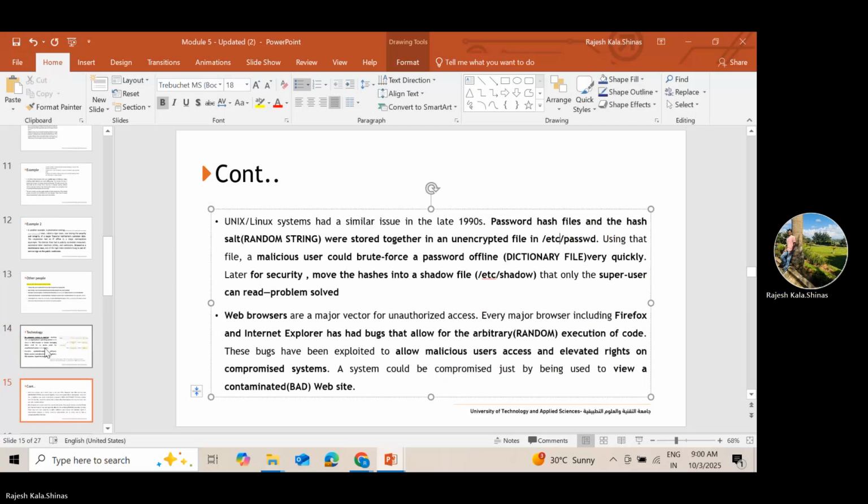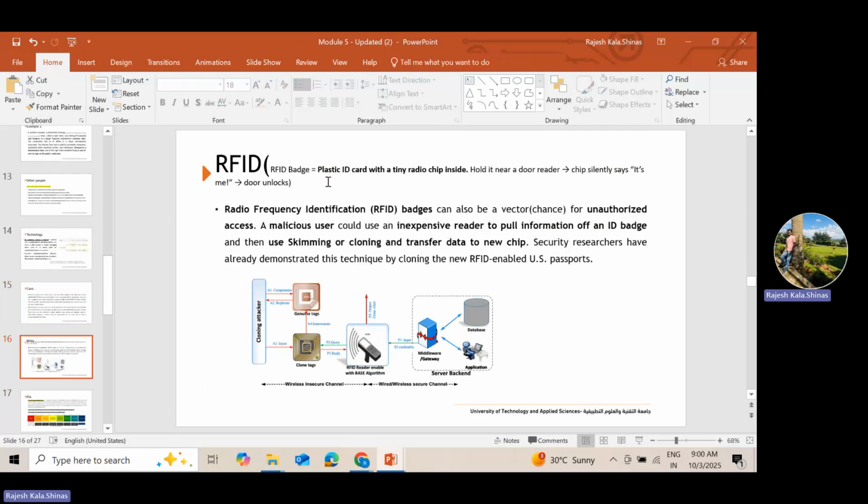Then we have RFID. What is RFID? It's a plastic ID card with a tiny radio chip inside, radio frequency identification. It's like an ID card, a plastic ID card with a chip inside. This chip will store all your information.